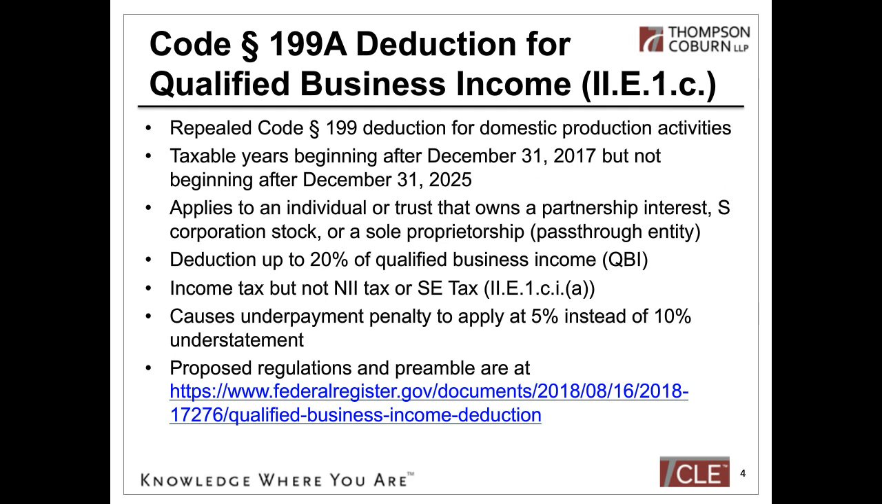This is just a background about the 199A deduction for basically up to 20% of qualified business income can be deducted that comes out of your pass-through entities. And a pass-through entity would be a partnership interest, S corporation stock, or sole proprietorship. So that would include an LLC, whether it's taxed as a disregarded entity or an S corp or a partnership. And then you'll see that at the bottom of the slide we have a link to where the proposed regulations in the preamble are. And the proposed regulations and preamble page also has comments on it.